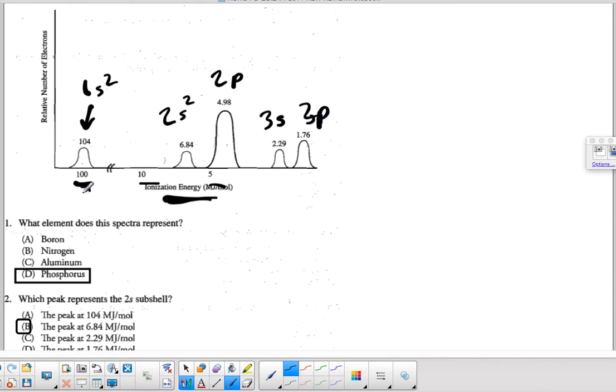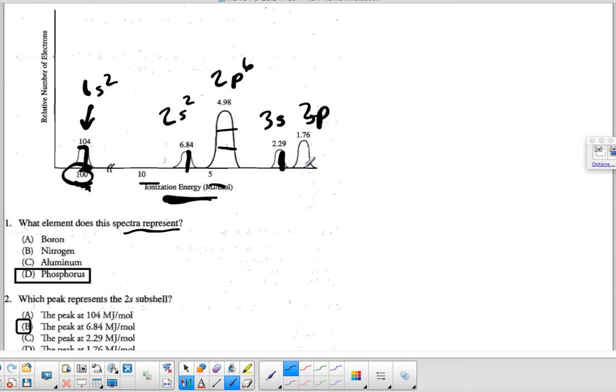So I label that. The first thing I look at is the energy values. It asks me what element the spectra represents? Well, remember the relative height is related to the number of electrons. We know there are 2 electrons there, which means the height of that is going to be 2 electrons for the same energy level. If I divide that into thirds, I know that's basically 2p6. And this is 1s, right? So there's 1s there, and then 3p.